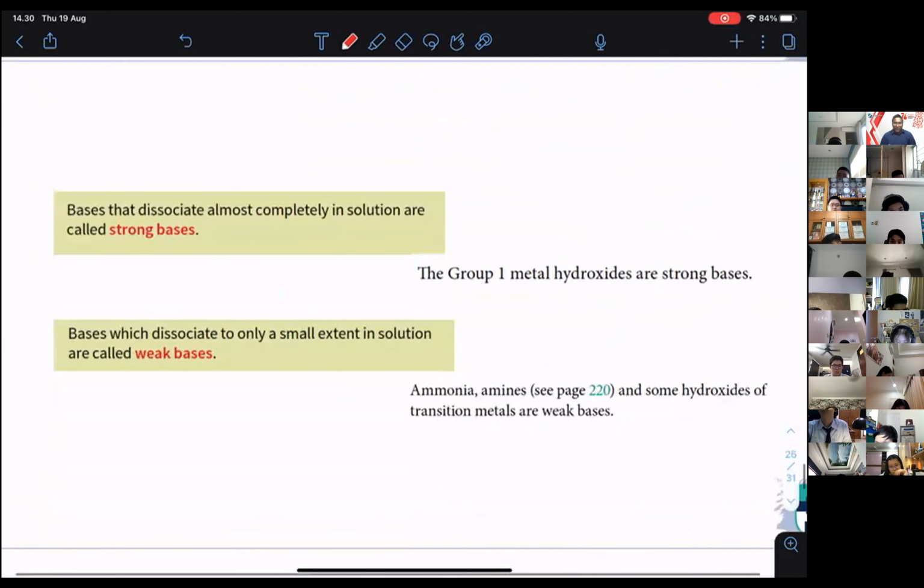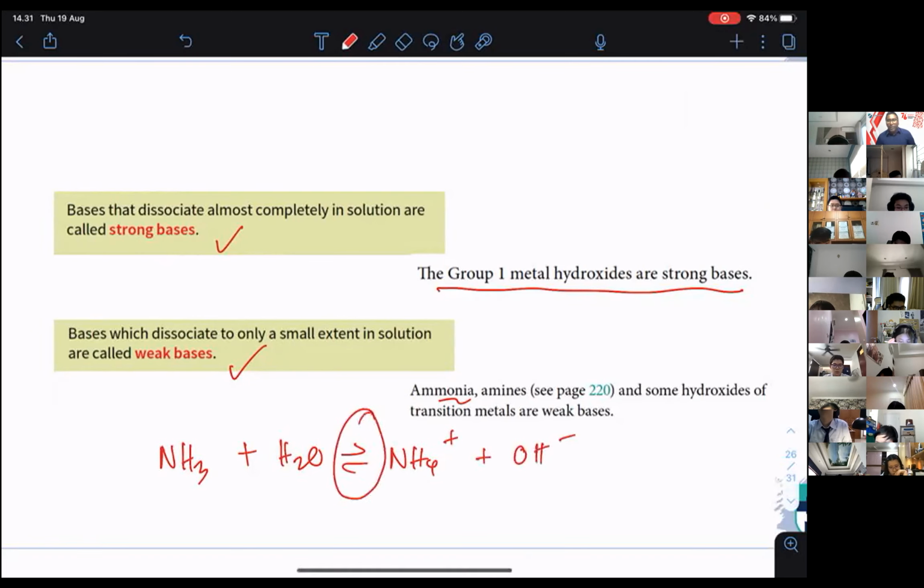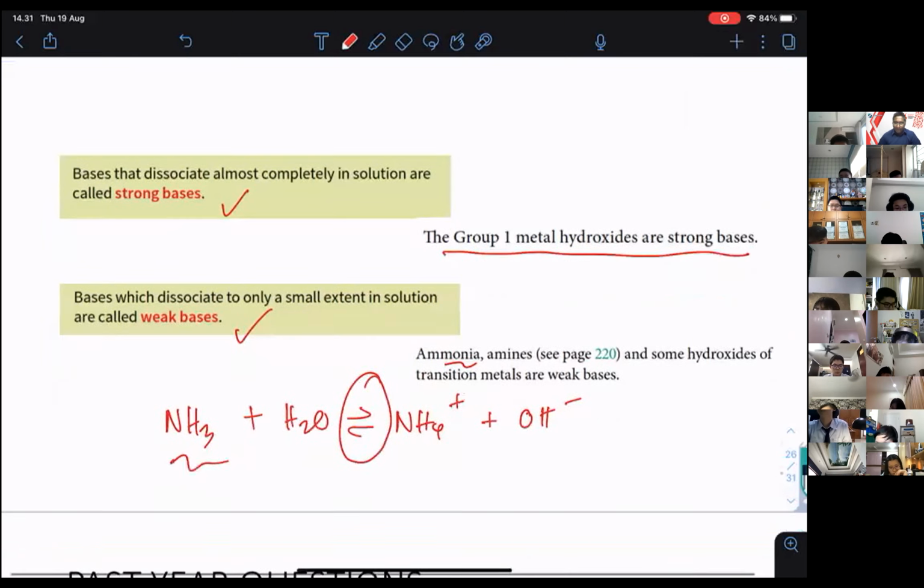The same applies to strong base and weak base. Yesterday we learned not only group 1 metal hydroxides are strong bases, group 2 metal hydroxides are also strong bases. Yeah, we have already learned. And then you can see weak bases, for example, ammonia. That's why just now when we wrote ammonia plus water, we wrote it down as NH4 plus and then OH minus, because ammonia is a weak base. That is the reason.